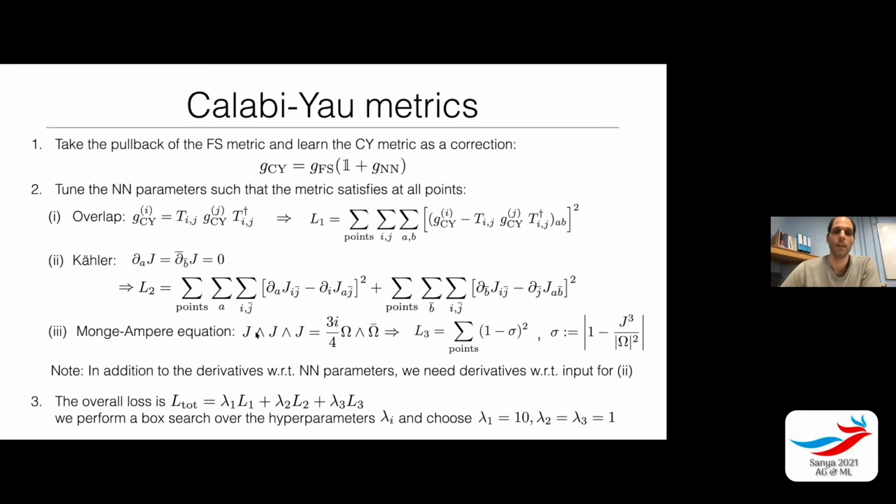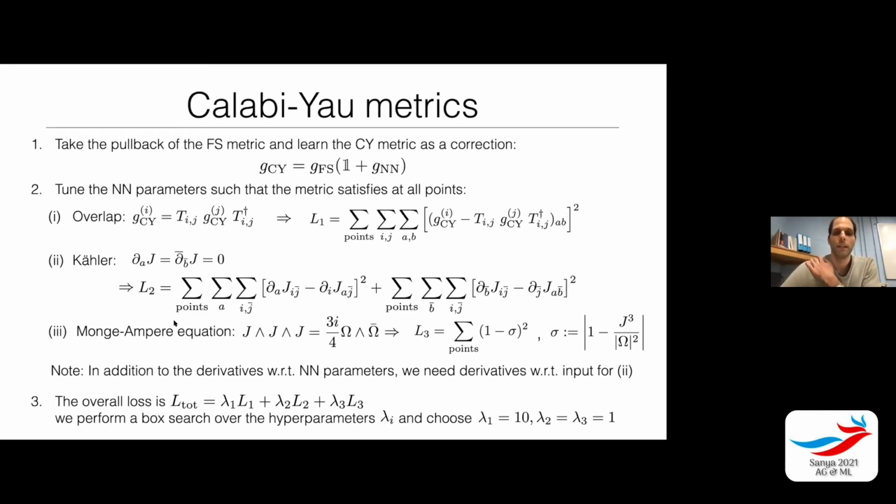This should then hold up to a proportionality constant, which you can fix to whatever. In this case, this is a good value for later for the SU(3) structure, but of course, you could also absorb it in one of these quantities. So we define this measure sigma to be 1 minus J cubed over omega squared. And then we just sum sigma squared as the Monge-Ampère loss.